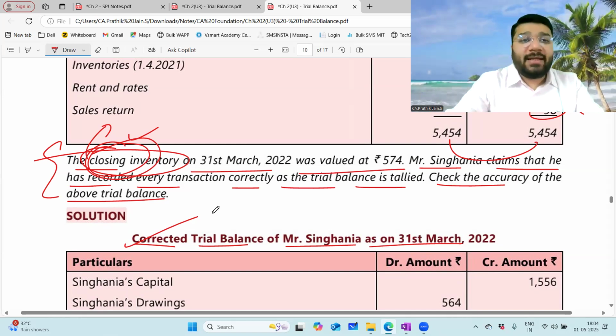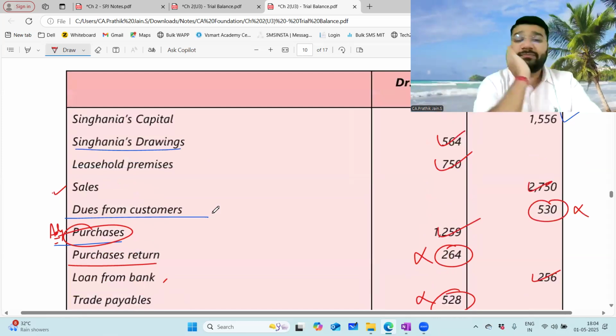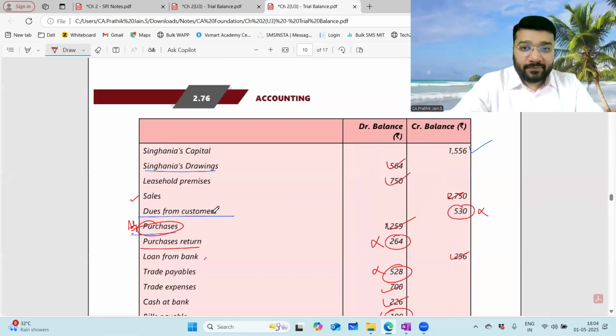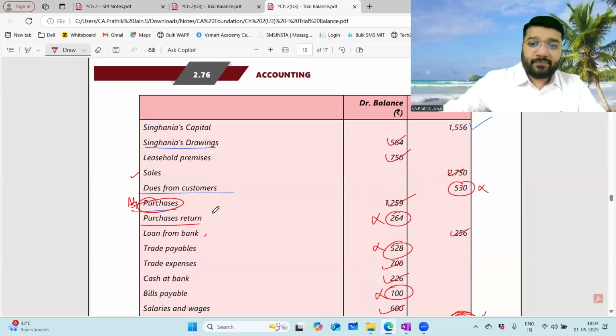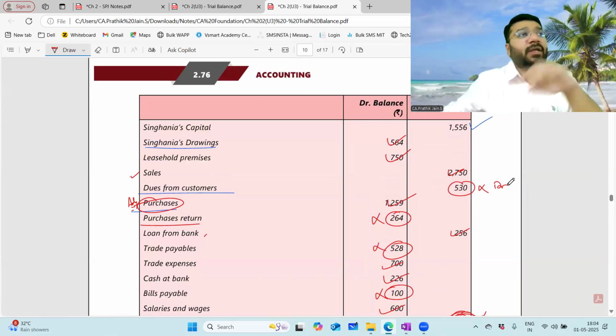You want my help or you can manage? Manage it, do it fast. All that we have marked wrong will go to the opposite side. So if due from customer is in credit, it will go to the debit column. Just the opposite you have to put.